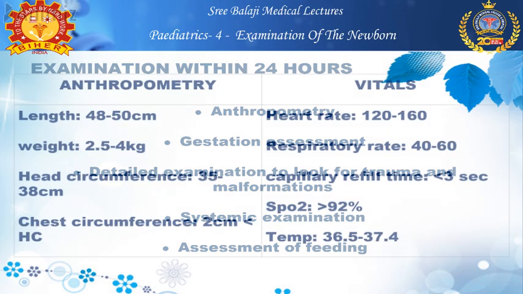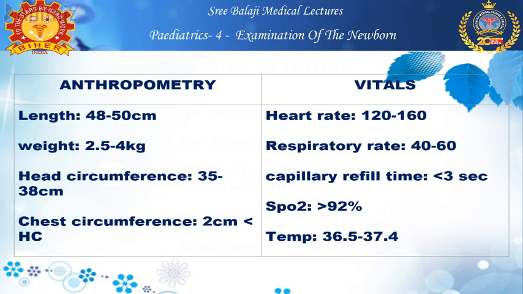First, we'll take up the anthropometry. That is, we have to measure the length of the baby. The normal length is 48 to 50 centimeter. By the infantometer, we will measure the length. These babies cannot stand, so make the baby lie down and measure the head to toe length, and normal is 48 to 50 centimeter.